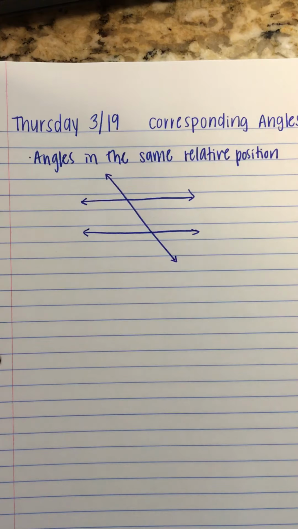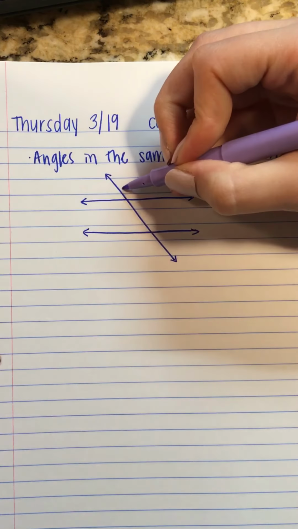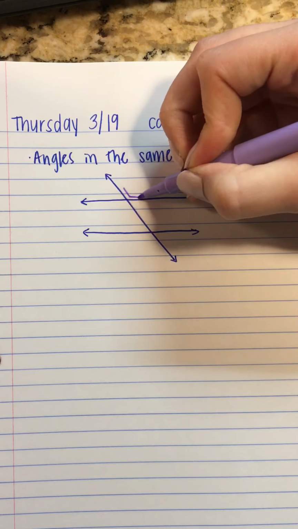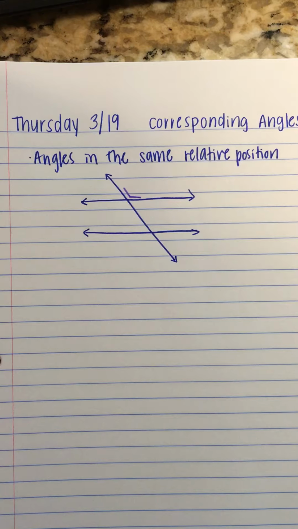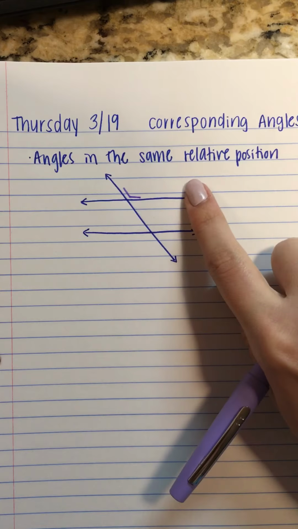so I've got my parallel lines and I've got my transversal. So let's say I want to talk about this angle right here. We've talked about vertical angles, supplementary angles, alternate exterior, alternate interior. So corresponding is same relative position.